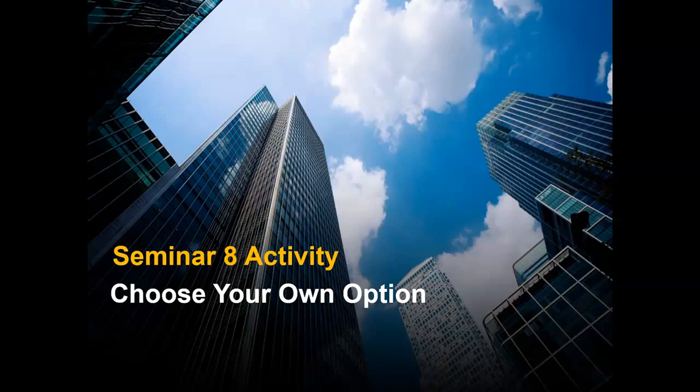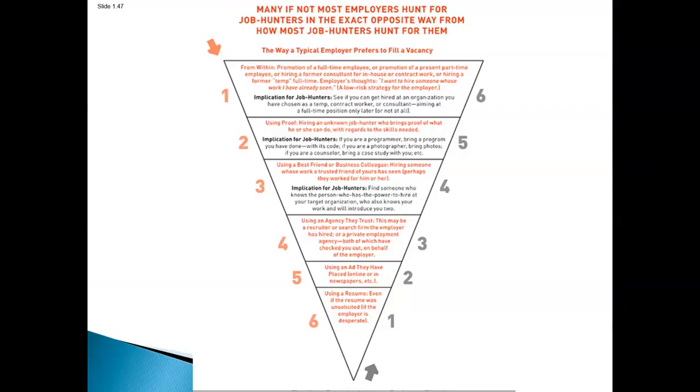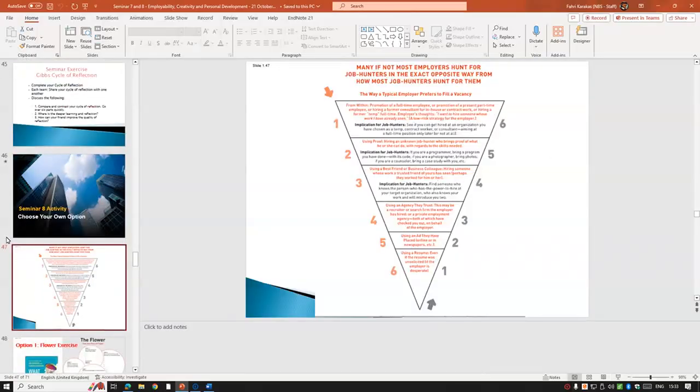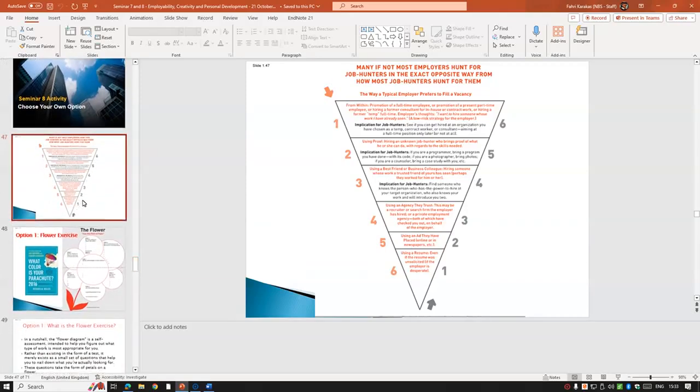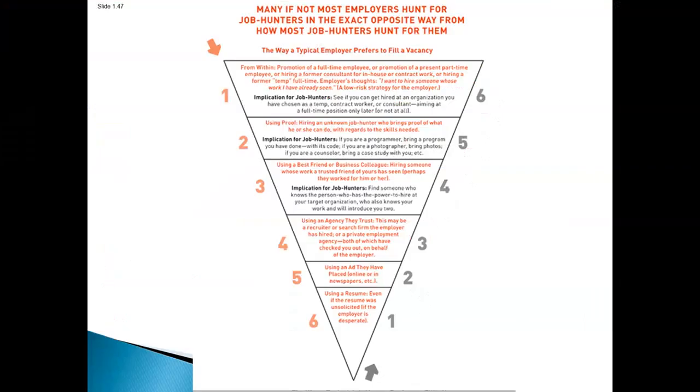Okay, the last one that you will be including as your seminar activity: choose your own option. I'll be going over all the options, and you can choose among them. So the first option is taken from this book, What Color is Your Parachute?